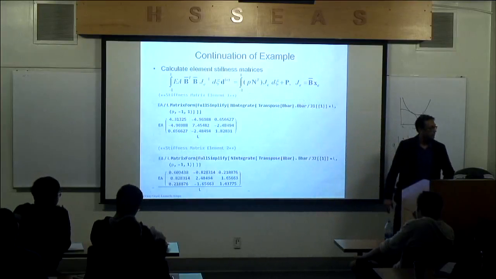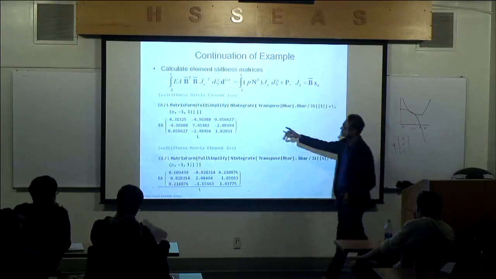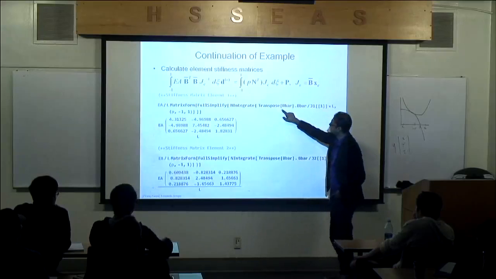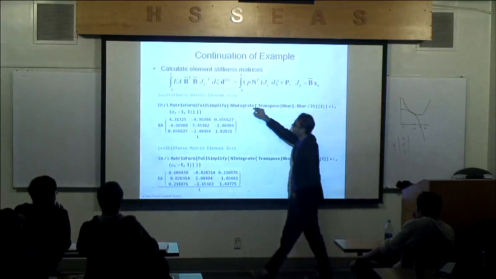So let's look. For element 1, for stiffness matrix 1, I just did that calculation here in Mathematica. Transpose of B bar is this one.